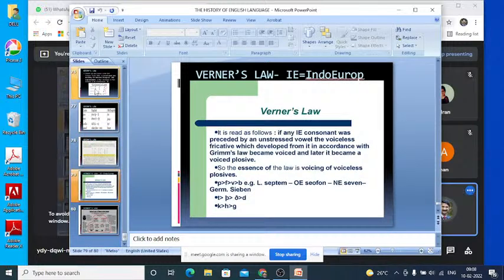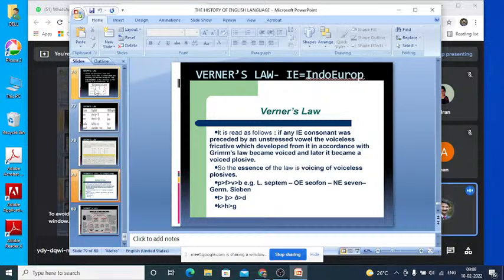Grimm's law is clear, and now we have more about Werner's law. We have a different slide here. Is the slide on Werner's law visible to you? Yes, sir. Okay, so look at that. I'll just read. It's self-explanatory.